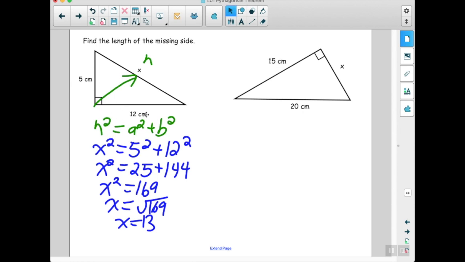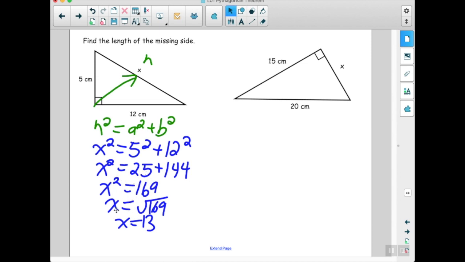So I started, we talked about proper form. This is like writing a math essay. So kind of there's my introduction. H squared equals a squared plus b squared. I'm now going to plug in an x for the hypotenuse. So I'm going to plug in a 5 for a. I'll plug in a 12 for b. 5 squared is 25. 12 squared is 144. And 25 plus 144, or 144 plus 25, both give us 169.